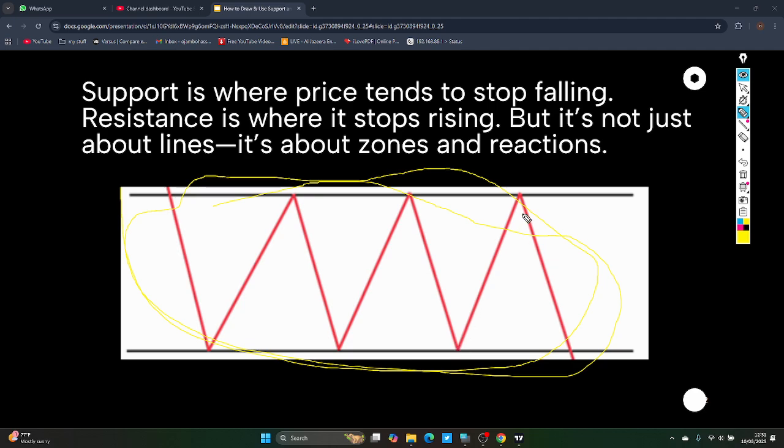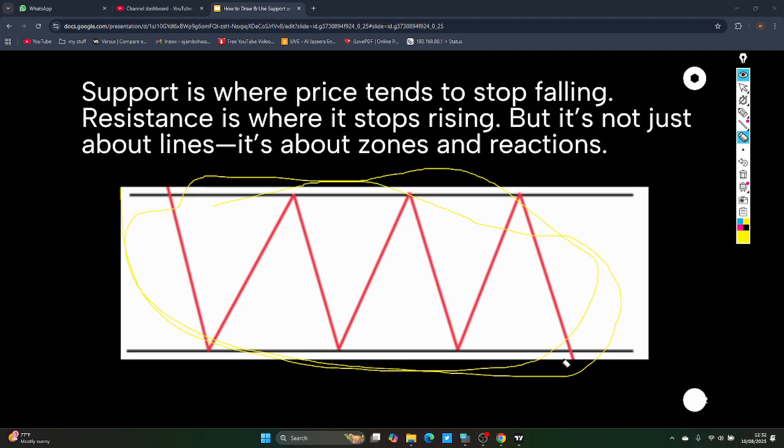Now, how do we trade this, or why do most traders use support and resistance? They have a view that whenever price comes here, more buyers come in to buy at this price level and push price back to the upside. Same thing when it comes here.